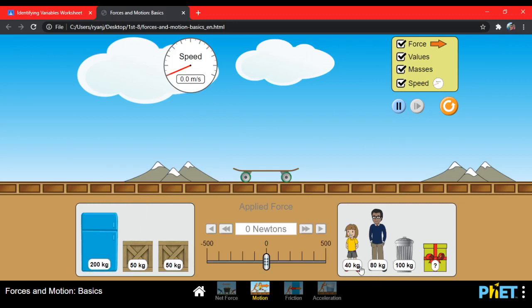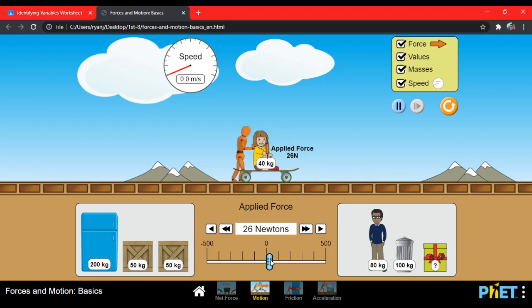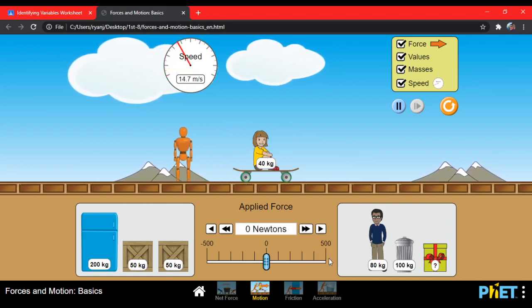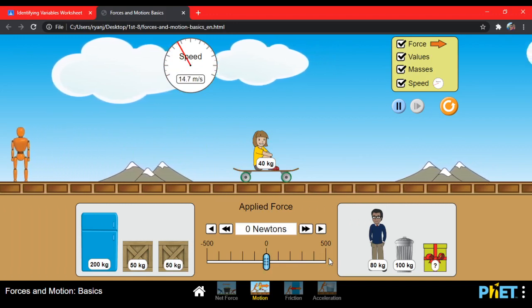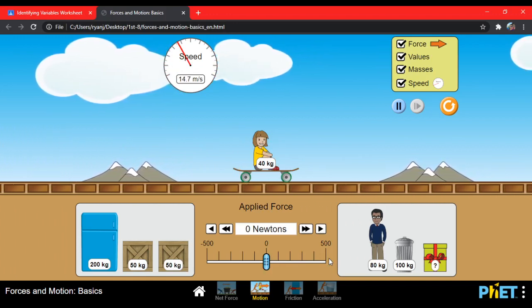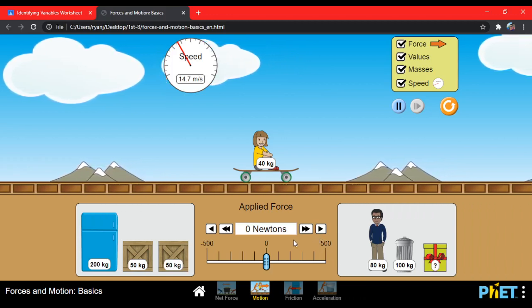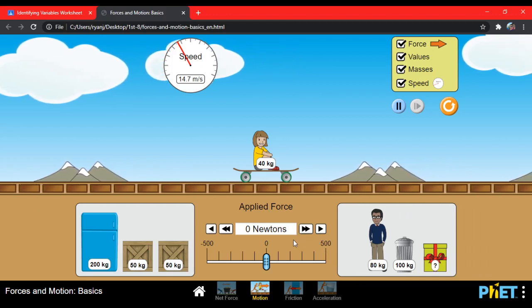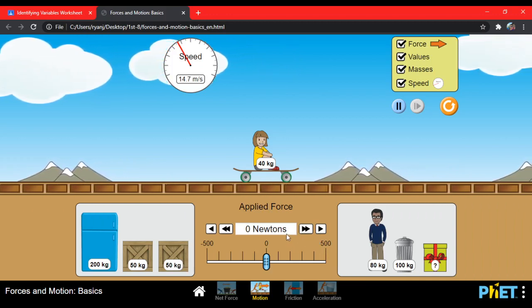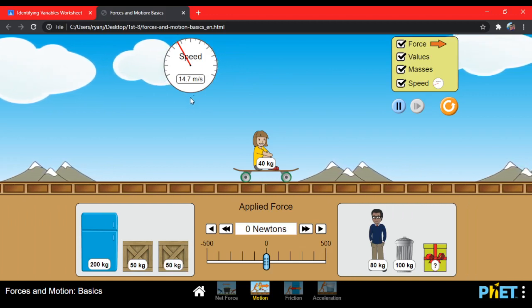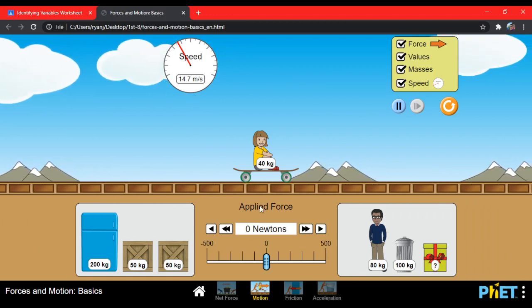So let's try out a lighter object, and we will push this one with the same force as those two objects earlier, going in the same direction. So what is its speed? The speed is 14.7 meters per second. This speed is much higher than the refrigerator that we had earlier.